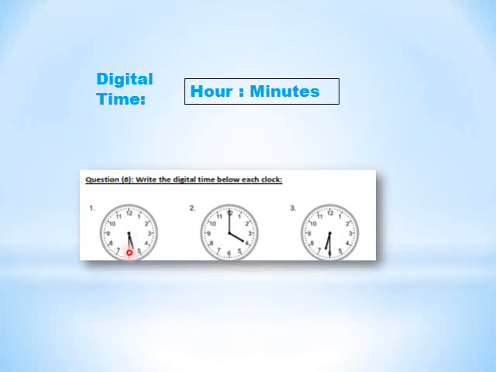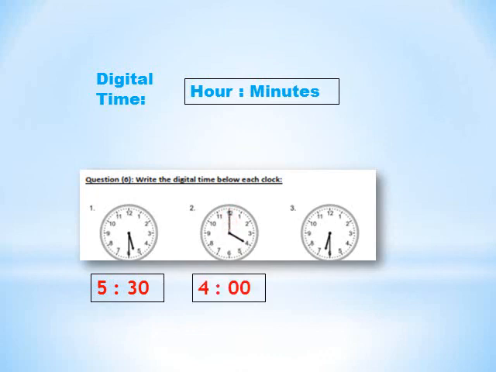And how many minutes? You remember? When the minute's hand is pointing to 6, it is 30 minutes. Yes, it is 30 minutes. Here the hour is 4, and then I put 2 dots. How many minutes? We start from 12, so here it is 0 minutes.